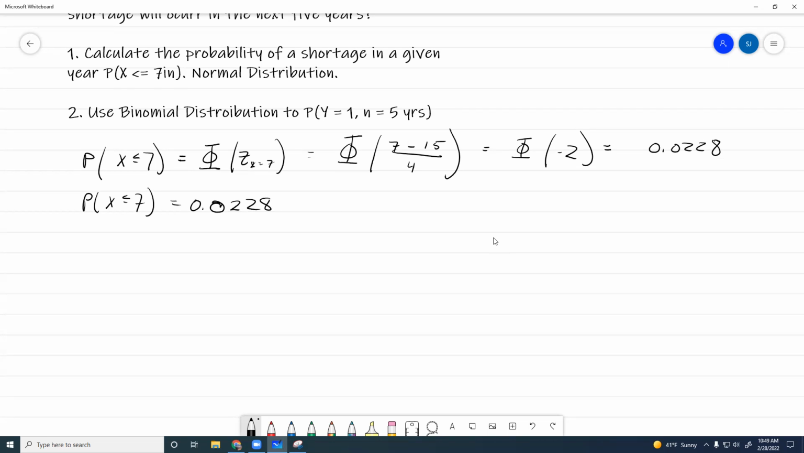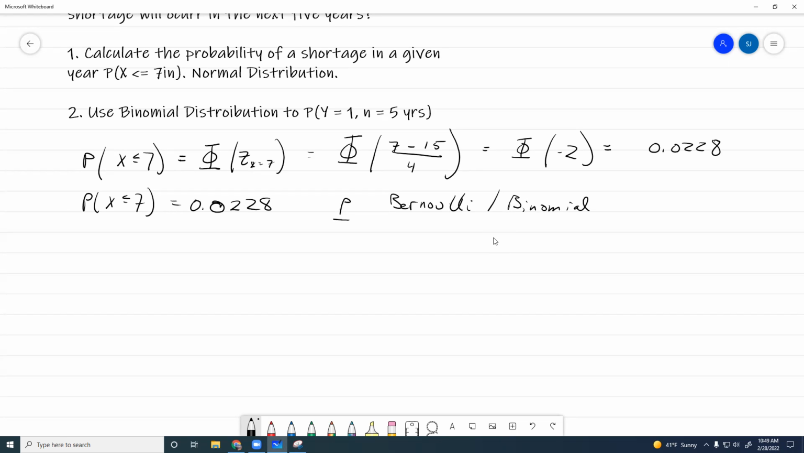In 1 year. So this is p for our Bernoulli, right? And binomial. The probability of success or failure. We're saying a water shortage is a success in this case, right? Because we want to calculate the probability of water shortage. So this is our p value.